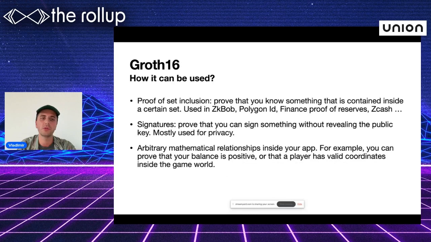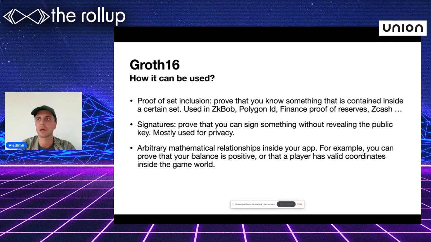So how can you use this? The most popular use right now, I would say, is the proof of set inclusion. You can basically do verifiable credentials, such as Polygon ID, or you can do something like a proof of reserves, which was, I believe, made by Binance to prove that they have reserves for all the client balances. Zcash also uses them for their shielded transfers, and of course zkBob also.